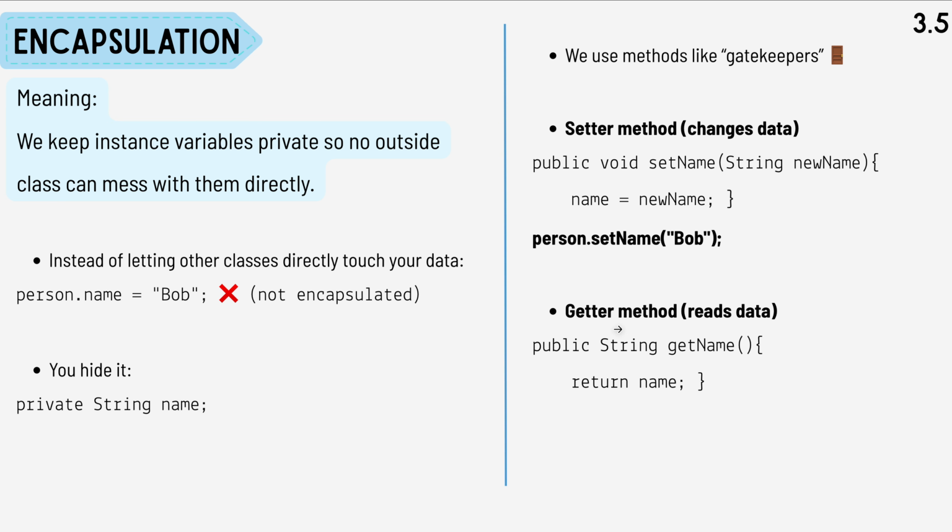Anything that changes data is a setter method. Anything that gets data, or reads data, is a getter method. So here are a few examples.